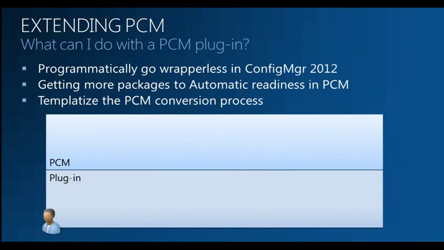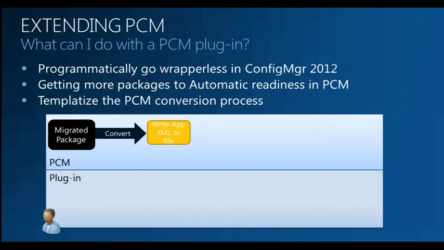So you have PCM and then you have a plugin. They are two separate things. PCM we provide; the plugin is what you would have to build. So you have your migrated package. This is your package program from 2007. You've migrated to 2012. You run the analysis and then you're going to convert, right?